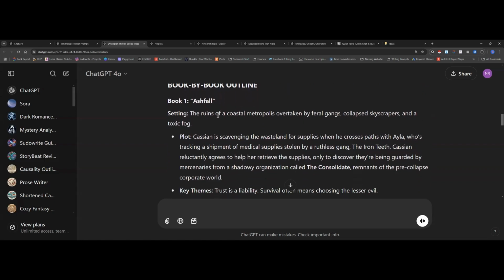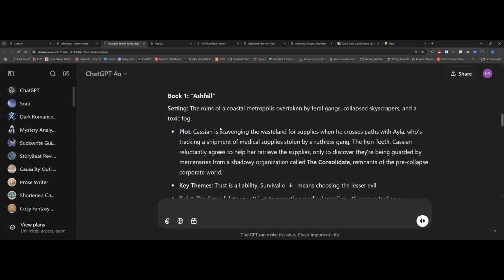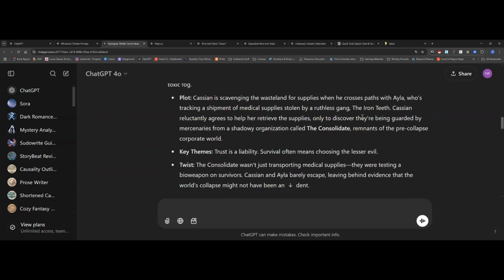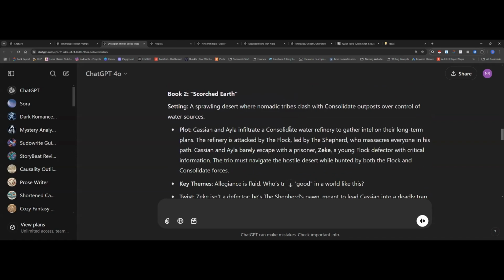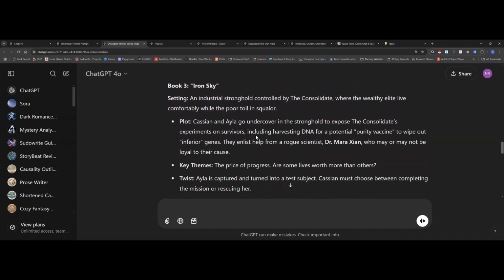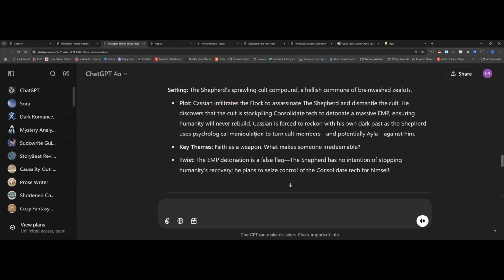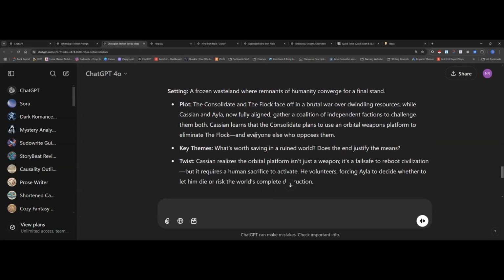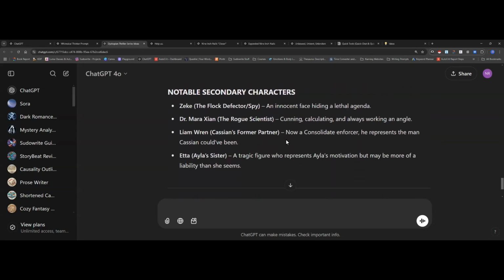We have a book-by-book outline. Takes place coastal metropolis. Sets the stage really nicely. We have the little meetup. And it keeps going and does the same for each of the books. So again, just that little prompt, a nice little start for you to see what you like and don't like. And the final book, and then gave us some extra characters right here.